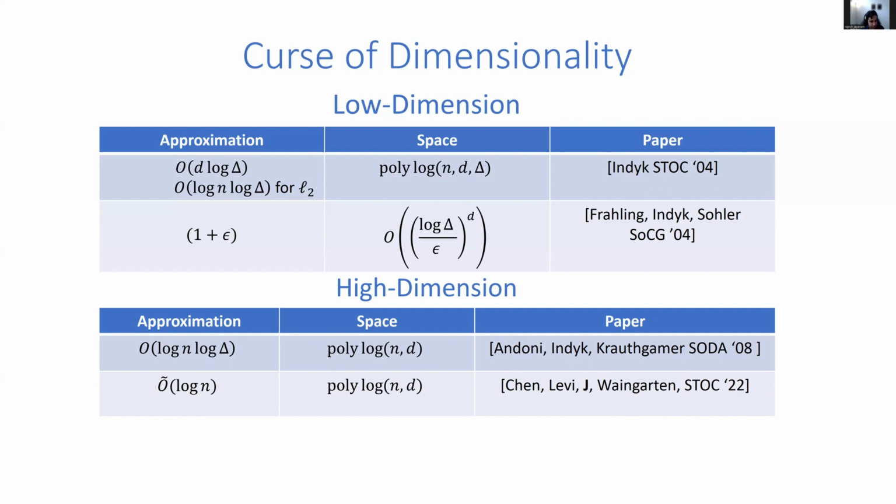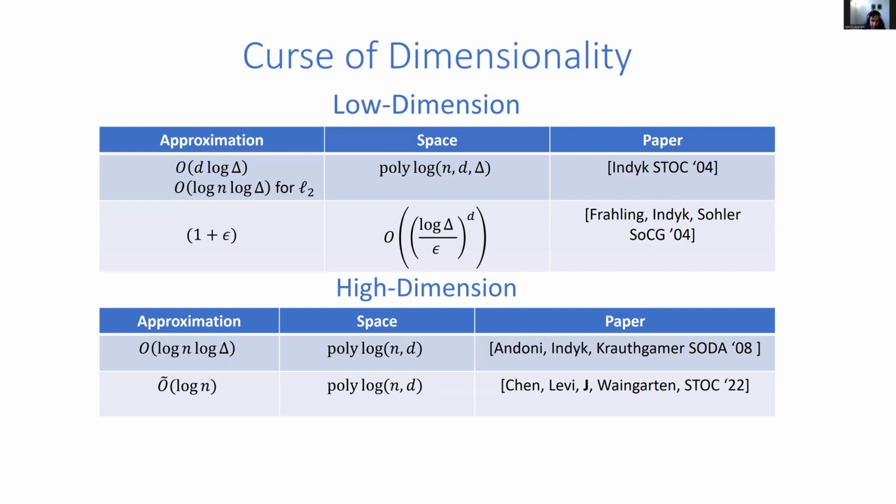And recently we were able to remove one of these log factors. So if we think of delta as being comparable to n, this is like a log squared n approximation. And we reduced that to a log n times polylog log factors in STOC of last year, also using very good space, polylog of n and d. So we've gone from log squared to log n approximations, but this is still the best result that was known.